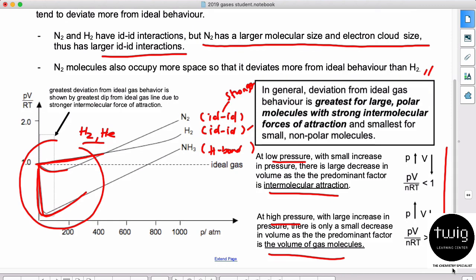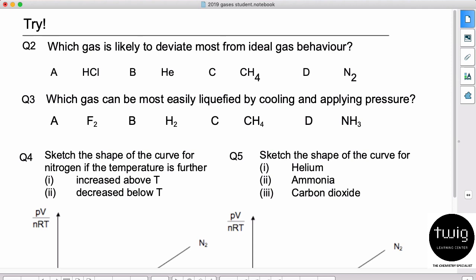Alright, so this is the concept for why the graph goes down and up. Maybe just to show you what I mean by most easily liquefied by cooling and applying pressure. This statement tells you the gases have significant or negligible intermolecular force. Very easy to become a liquid by cooling. So the intermolecular force of attraction here must be what? Significant, negligible? Significant. Good. That's why it can become liquid so easily. Molecules come very close to each other very easily. There's a very strong attraction.